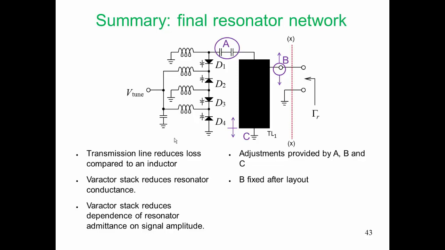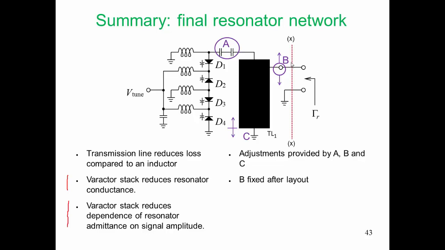The Varactor stack reduces the resonator conductance by keeping the RF swing away from the current conduction regions. It keeps the RF swing away from the forward conduction region and away from reverse breakdown. The Varactor stack also reduces dependence of the resonator admittance on the signal amplitude. In this case, we have 4 diodes in our Varactor stack, and we have reduced that dependence by approximately a factor of 4.